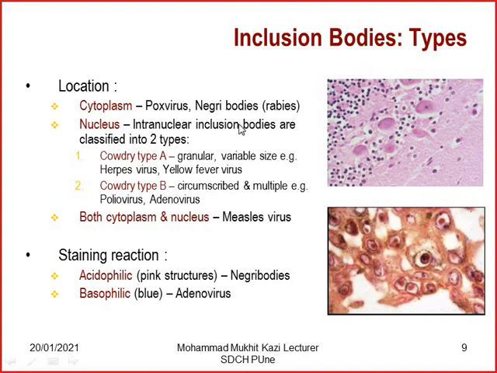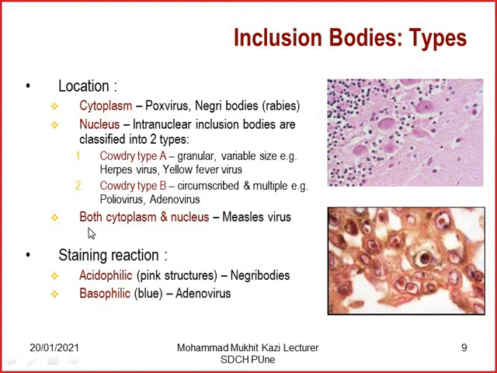Intranuclear inclusion bodies are classified into two types. The inclusion bodies which are produced in the nucleus are Cowdry type A, which are granular, variable in size, and are produced by the herpes viruses and yellow fever viruses, and Cowdry type B, which are circumscribed and multiple, and examples are polioviruses and adenoviruses.